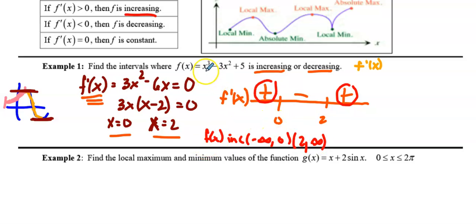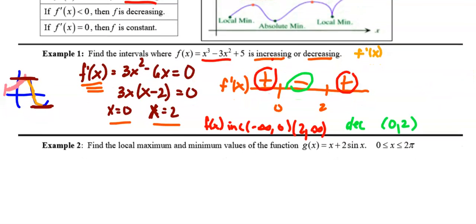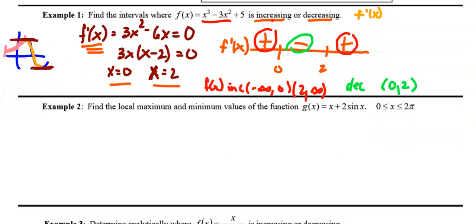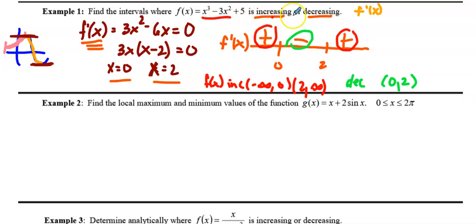So if you guys were to take your calculator and actually graph this thing, you would be going up the curve from negative infinity to 0, and then you'd be going up the curve again from 2 to positive infinity. And then I'm going to be decreasing here. I'll be decreasing whenever our derivative is negative, so that's going to be from 0 to 2. Okay? So there we go. That is our very first example, pretty straightforward on how to find whether something's increasing or decreasing. So remember, this is a first derivative test.